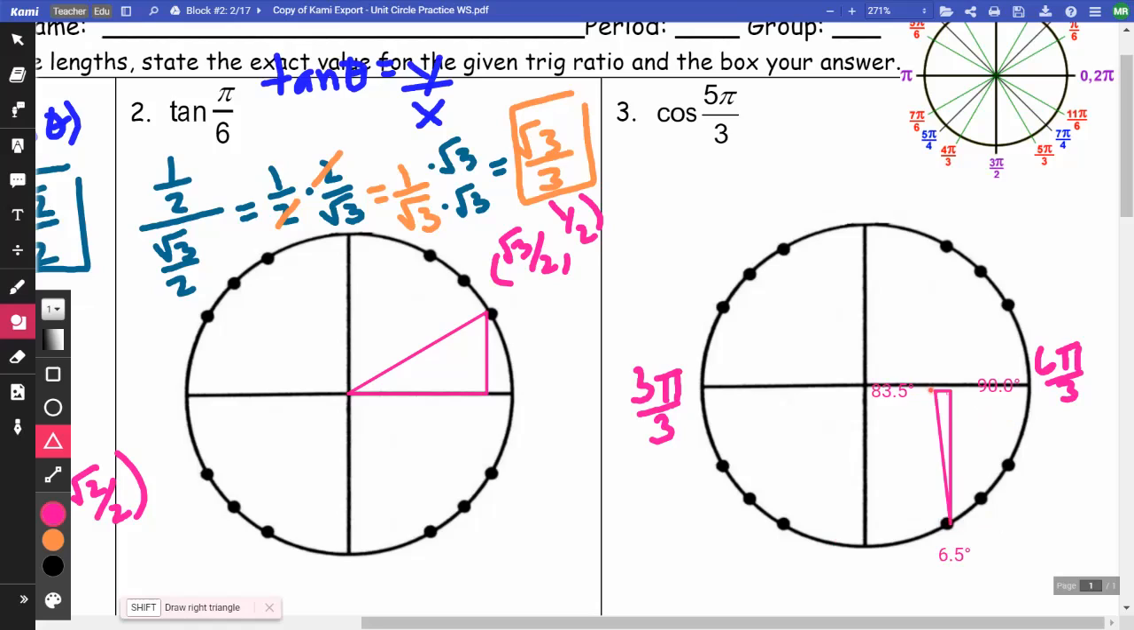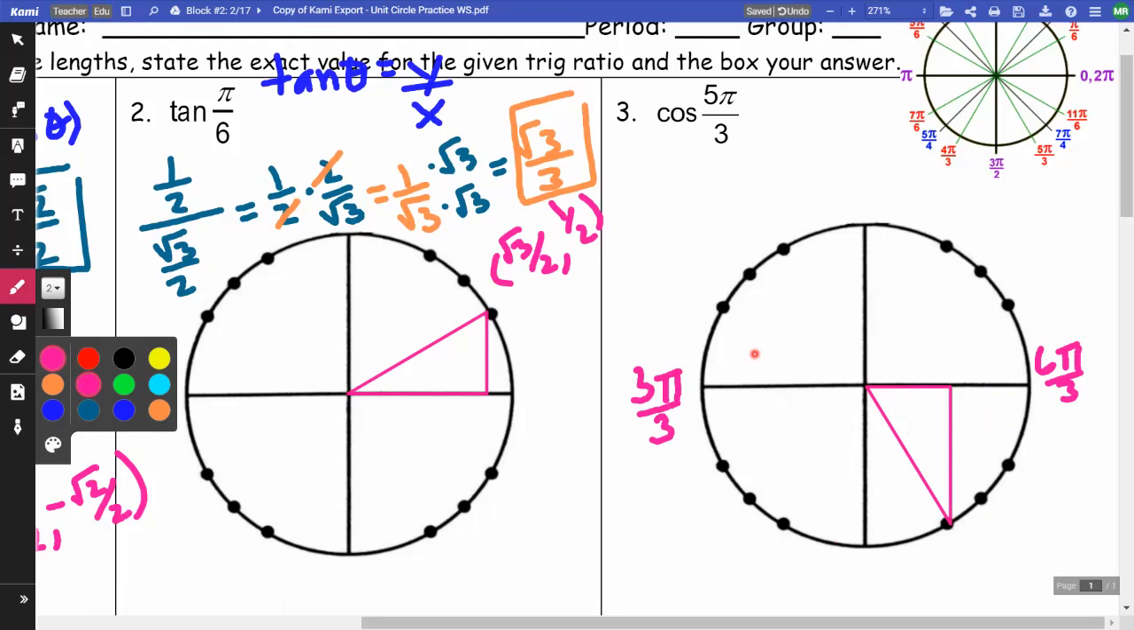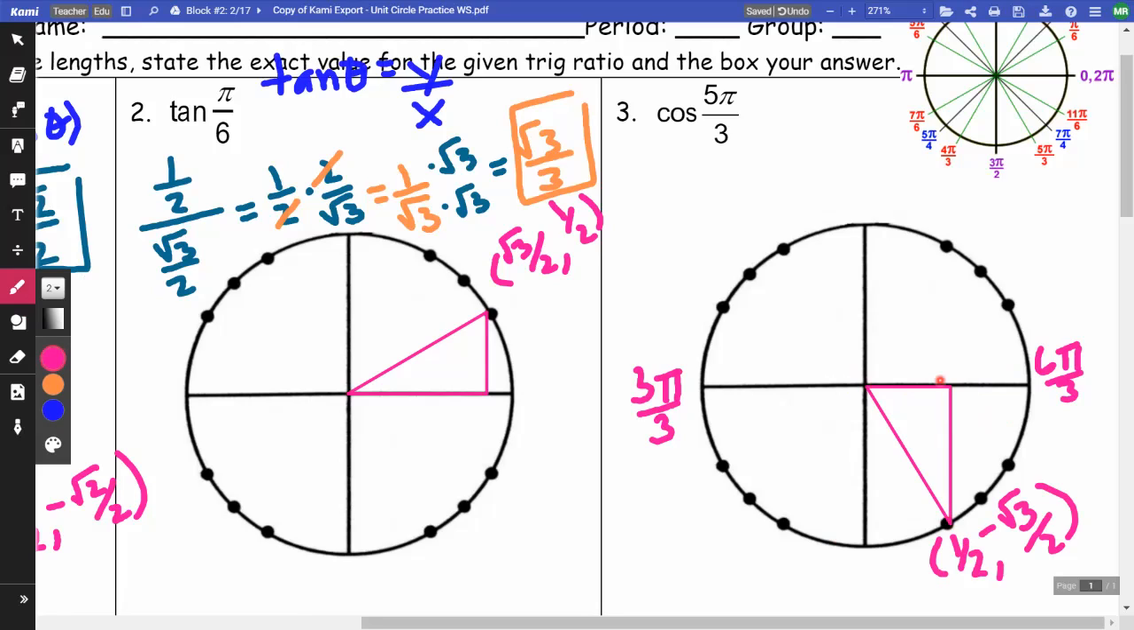Okay. And I'm going to draw my triangle here. And then the coordinates of this, and this is where you want to be careful. This is short, comma, long. Short, and short is 1/2. Long, and it's negative because I'm going down, is -√3/2. Okay, and this time I want cosine. Cosine is your x coordinate, so my answer is 1/2. That's my answer.